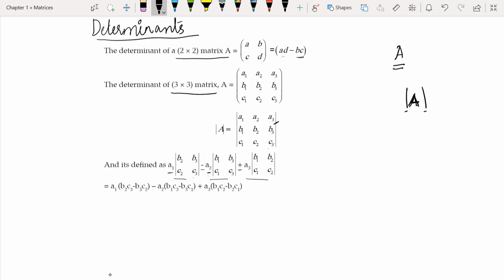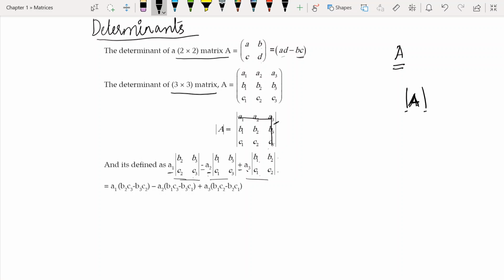The third element is A3, plus A3. Then what are the elements? Erase this column and this row, A3's row and column, both we are erasing. B1, B2, C1, C2. These 4 elements we will put.